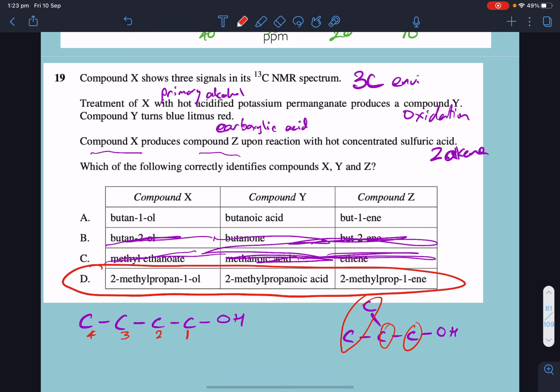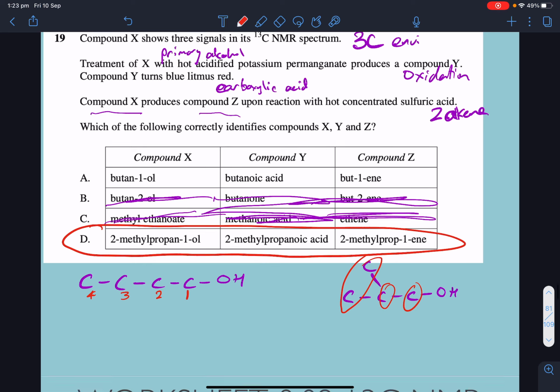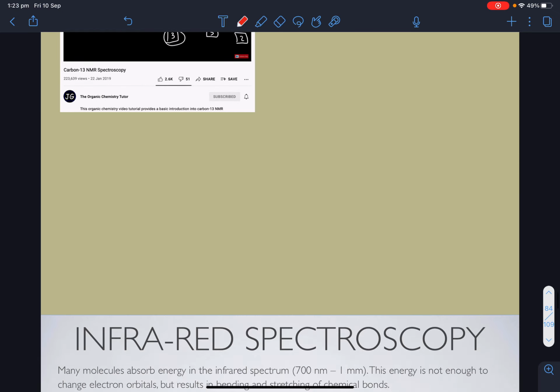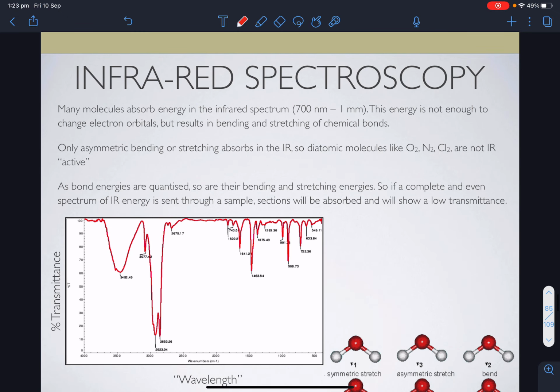With all the other information after that first statement, it could have been A or D. But the 3 signals in the carbon-13 spectrum allowed you to identify that it's not A, it's D. Alright, you can have a go at the worksheet, and there are some examples from the textbook, and we'll start talking about IR spectroscopy next.